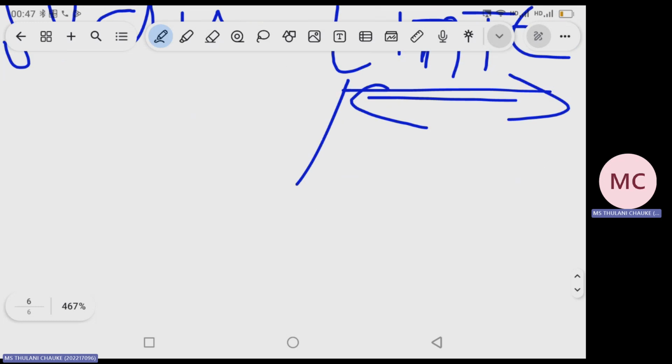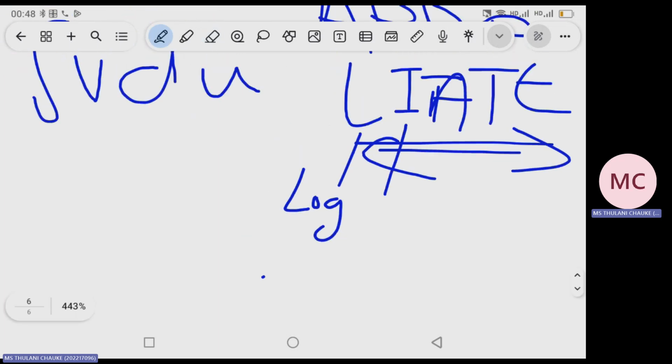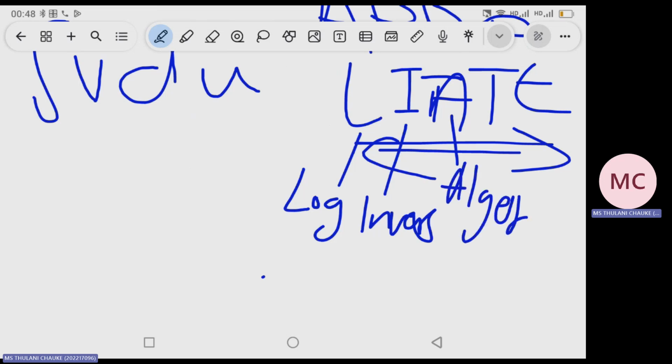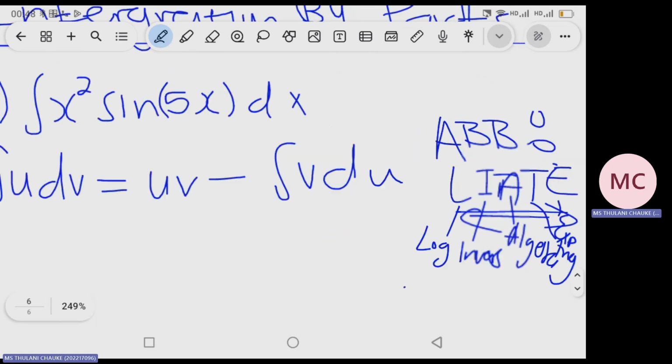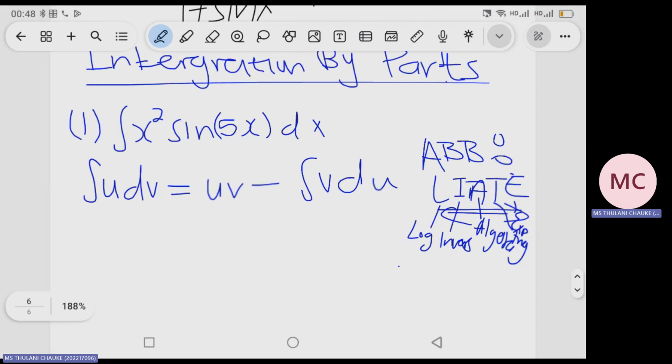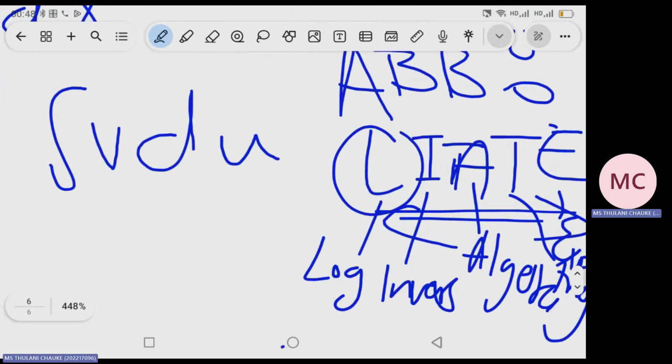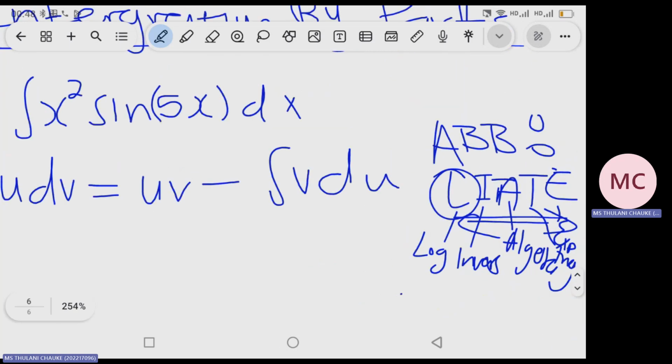I said it's for logarithmic functions. I said it's for inverse functions. I said this is for algebra. T is for trigonometric functions, and then E is for exponential functions. So I said you use this abbreviation, you know that the one that starts first on your equation will be your u. If the logarithmic is starting before the algebra, then the logarithmic one will be your u.